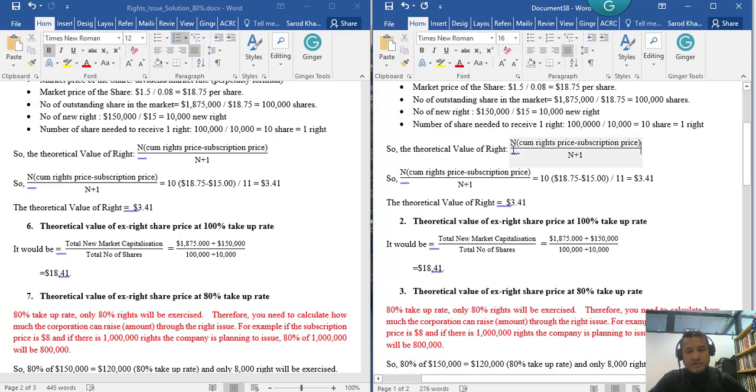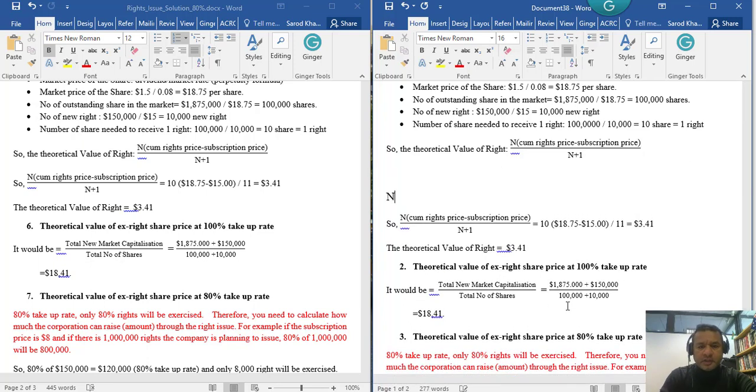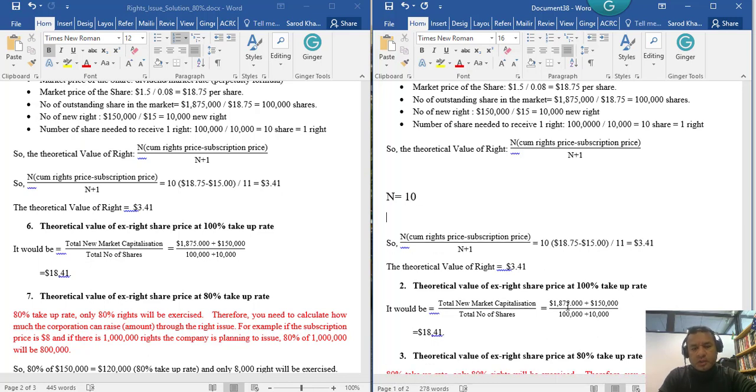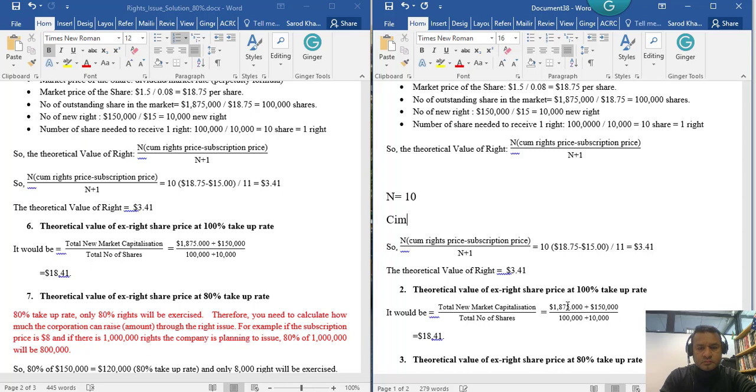So now we know everything. Let's write it here. We know that N is 10. We know the cum-right share price is $18.75.